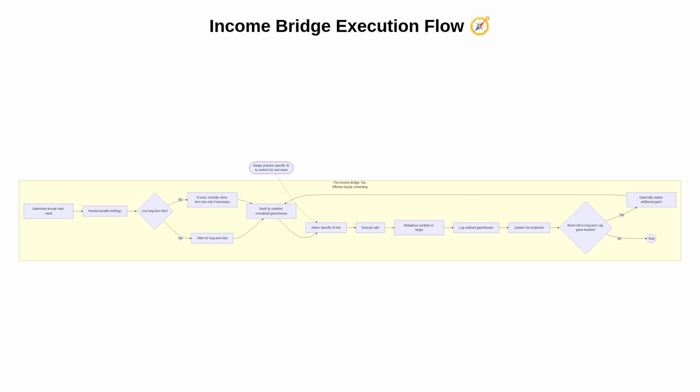This flowchart shows the end-to-end execution process. Start by determining the annual cash need. Then review taxable holdings and filter for long-term lots to benefit from the lower long-term capital gains rates. Next, rank lots by the smallest unrealized gains or by losses. Use specific ID selection to choose those lots deliberately. Execute the sale, and then rebalance the portfolio back to the target allocation. Log the realized gains or losses, and update your adjusted gross income projection. If you still have room in your desired bracket, you may realize additional gains deliberately. Otherwise, stop and reassess later.